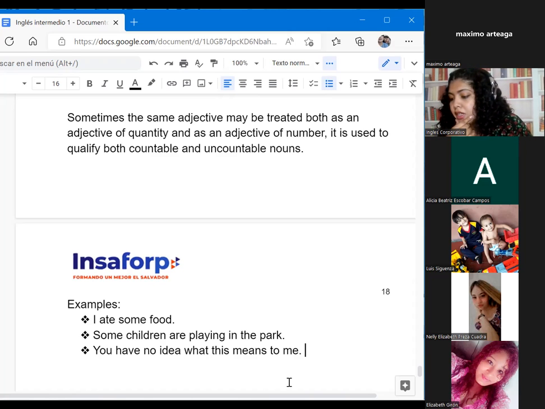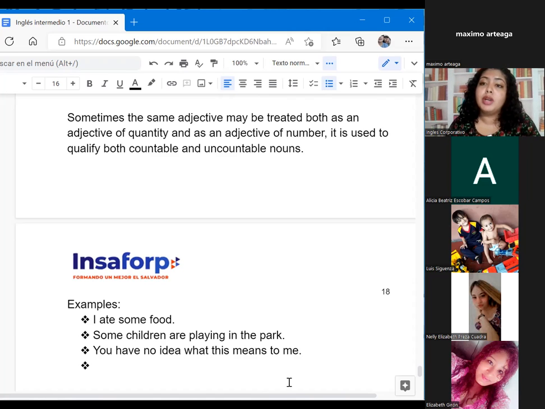And then we have, there is no money in the purse. There is no money, no hay dinero. But also, the word money is used as a non-countable noun, but if we are talking about something specific, it's related to countable nouns.